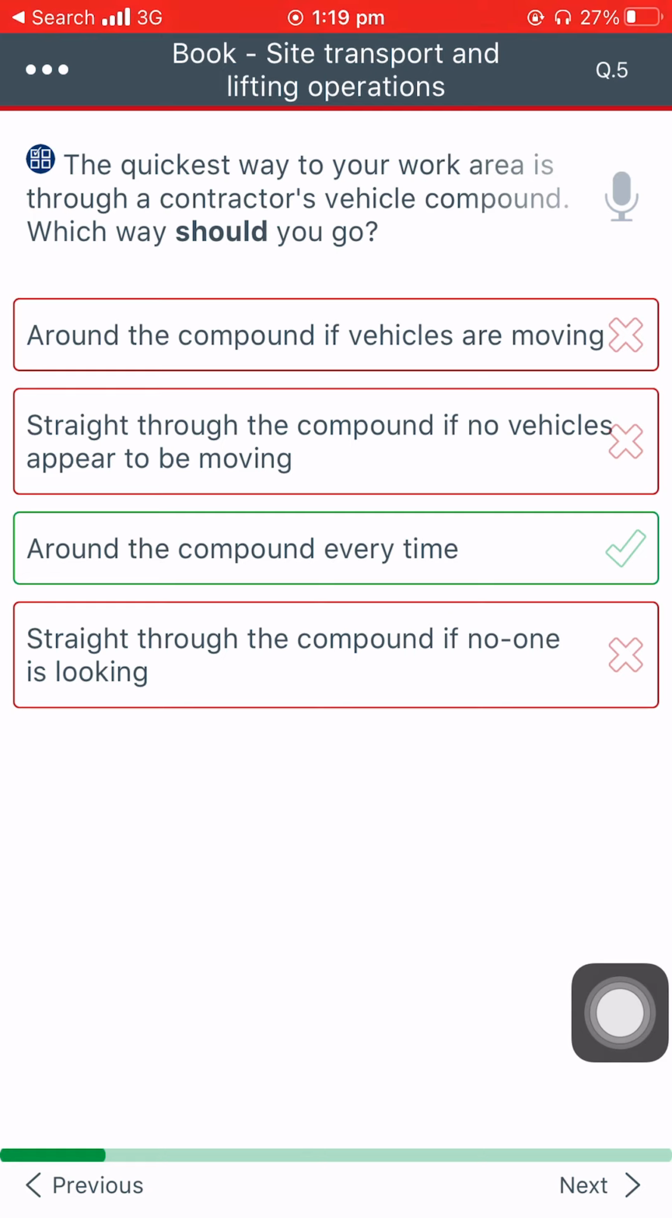The quickest way to your work area is through a contractor's vehicle compound. Which way should you go? Around the compound if vehicles are moving. Straight through the compound if no vehicles appear to be moving. Around the compound every time. Straight through the compound if no one is looking.